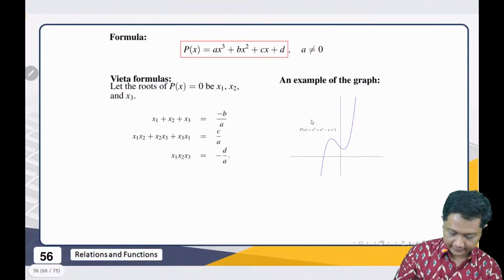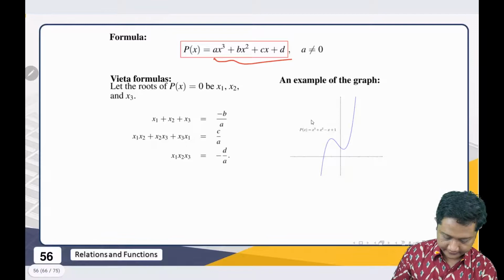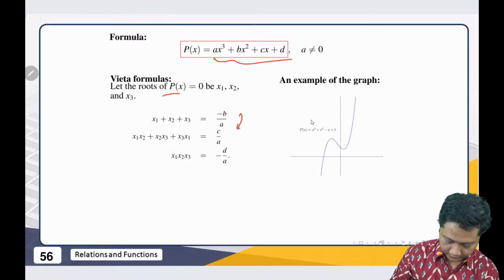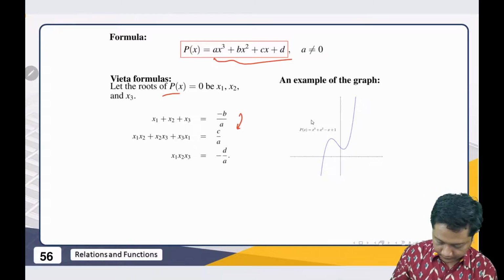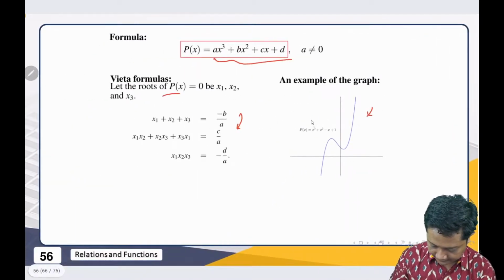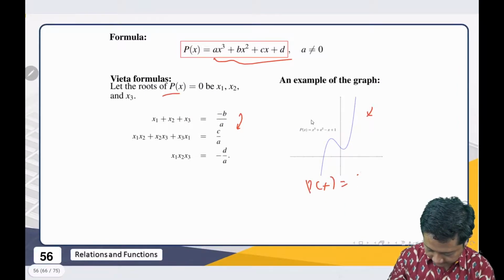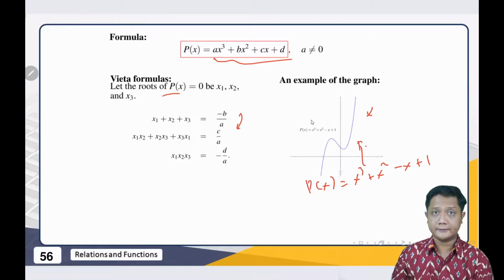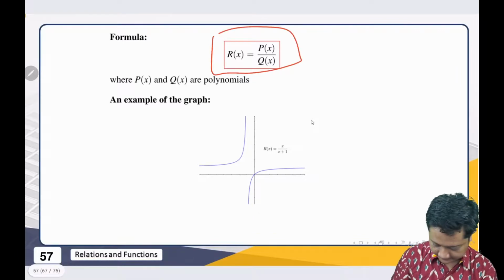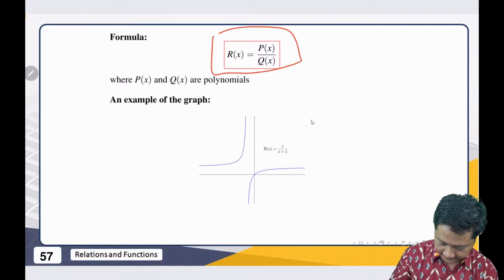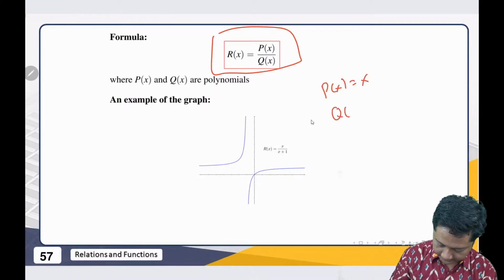And next, this is for the cubic function, and we can find the roots also, like the Vieta formula for the power of 2. And this is the example when p(x) is equal to x cubed plus x squared minus x plus 1. And this is the graph. Okay. And next, if we have the rational function, for example, this one is our p(x) is equal to x, then our q(x) is equal to x plus 1, then this is the graph.